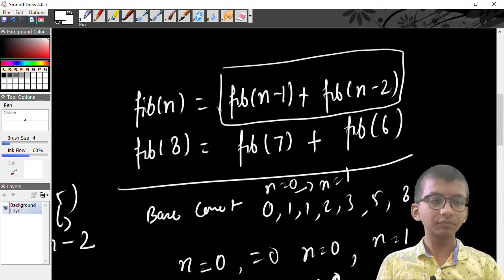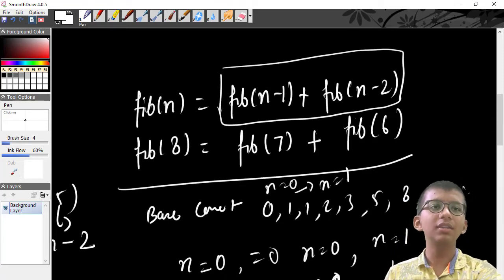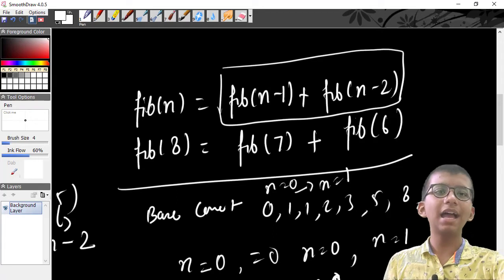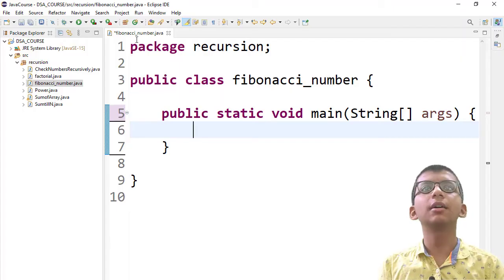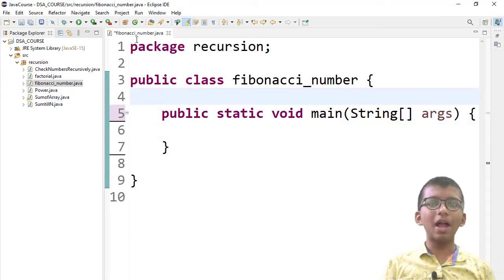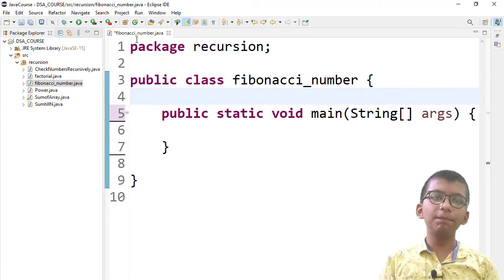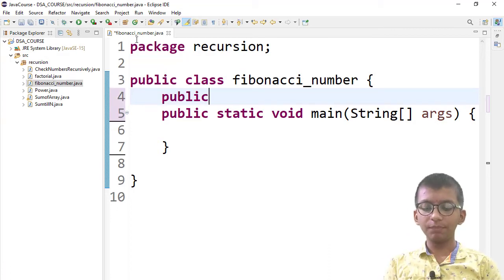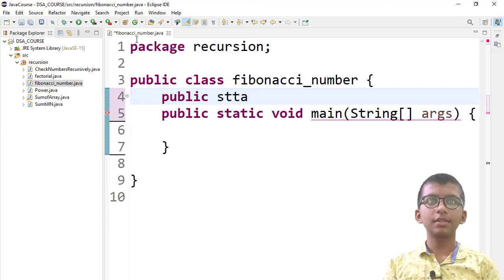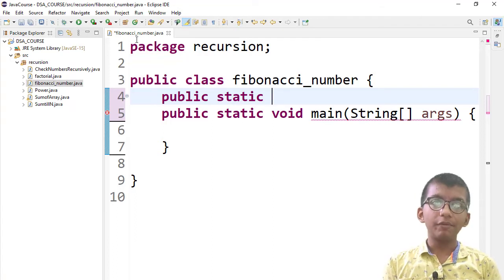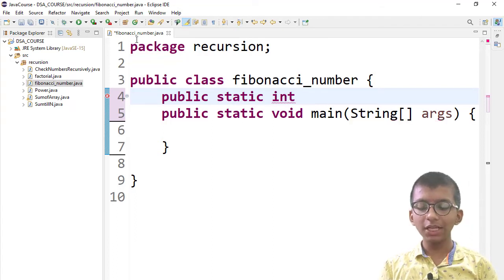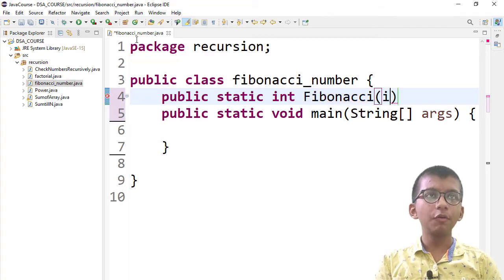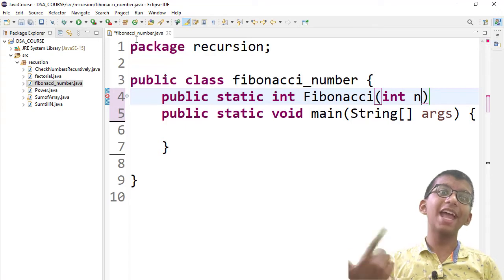Okay, so let's see how we can code this. For coding this, I have my recursion file, which is in Java. First of all, I will make a function of Fibonacci, public static. It will return a number, which is an integer. Okay, and we want to take n, because we want to find out the nth Fibonacci.